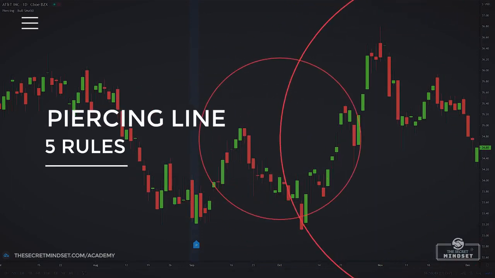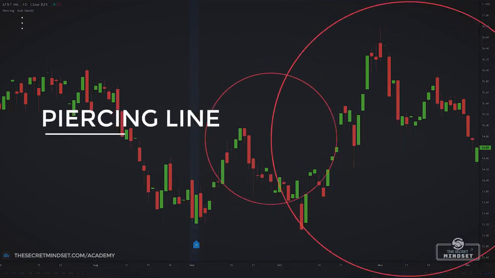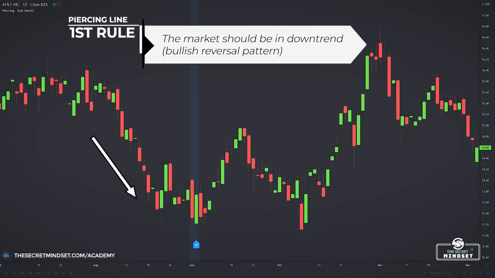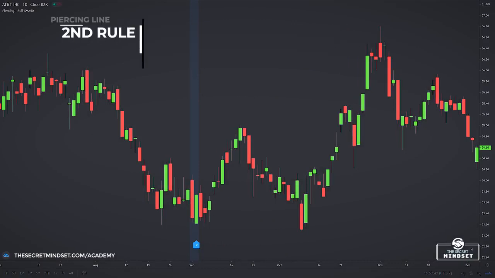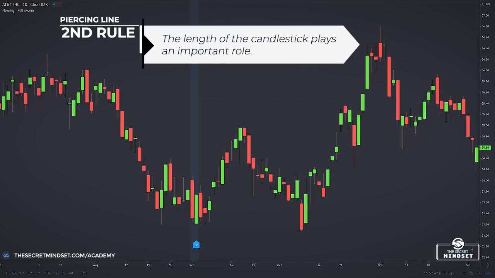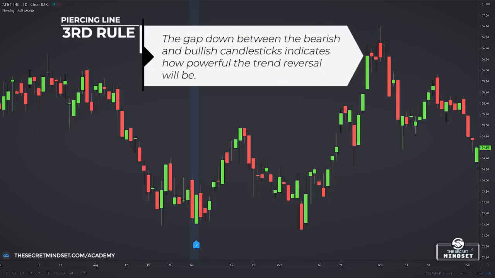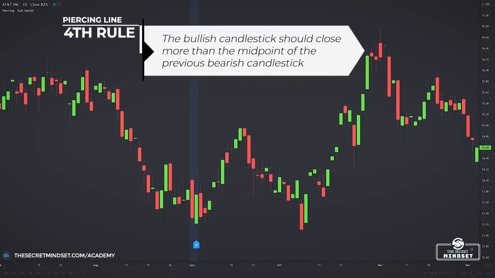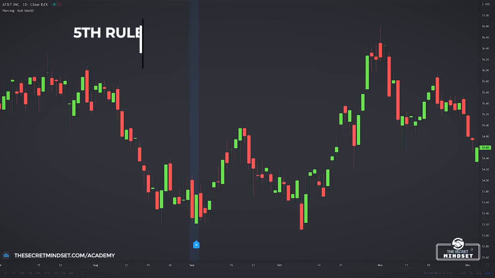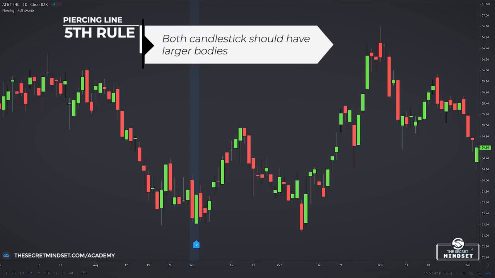Now, you must look at 5 characteristics when you search for the piercing line pattern. Firstly, the trend should be in a downtrend, as the piercing pattern is a bullish reversal pattern. Secondly, the length of the candlestick plays an important role in determining the force with which the reversal will take place. Thirdly, the gap down between the bearish and bullish candlesticks indicates how powerful the trend reversal will be. Fourthly, the bullish candlestick should close more than the midpoint of the previous bearish candlestick. And lastly, the bearish as well as the bullish candlestick should have larger bodies.